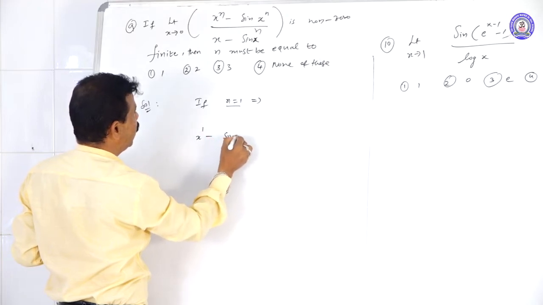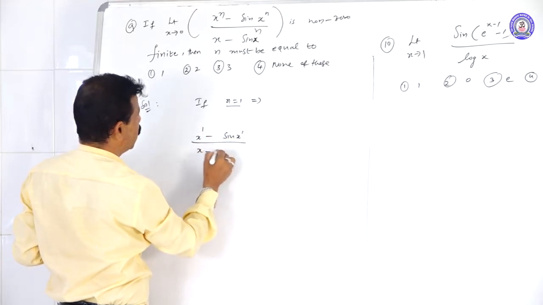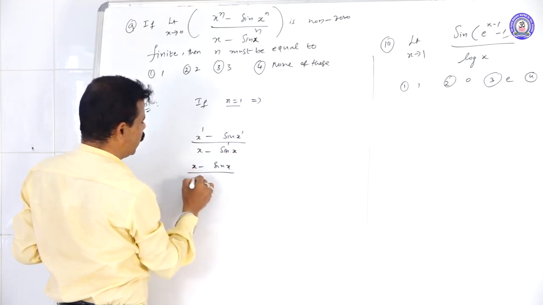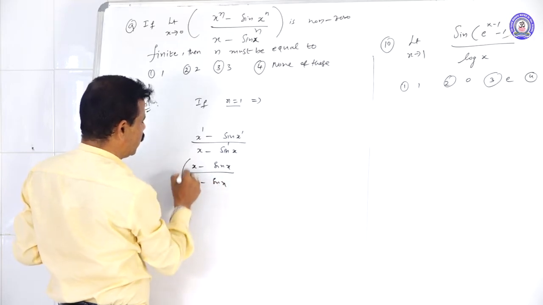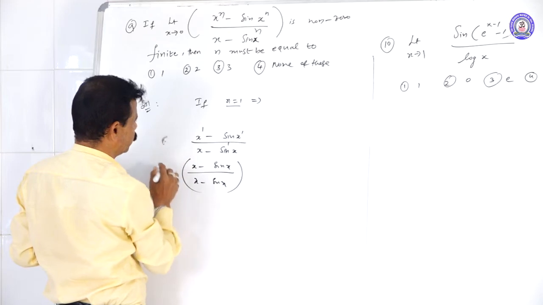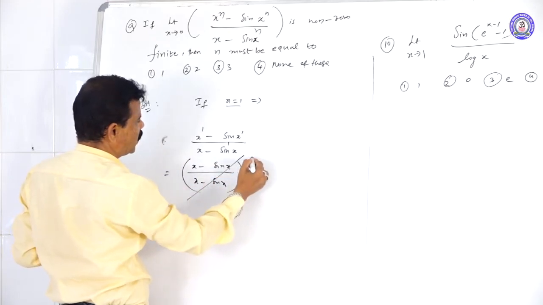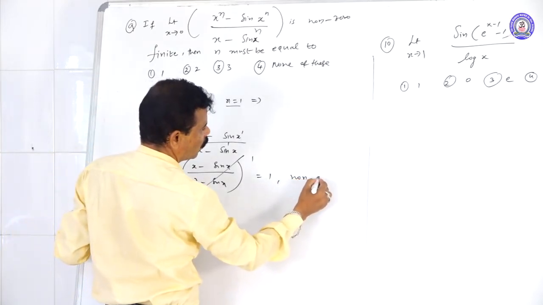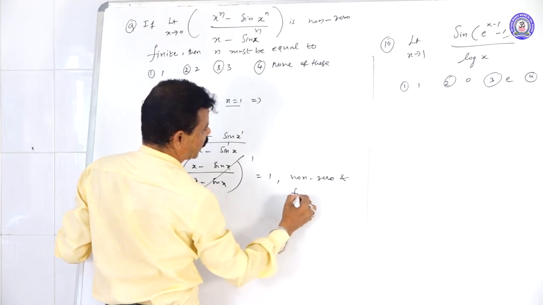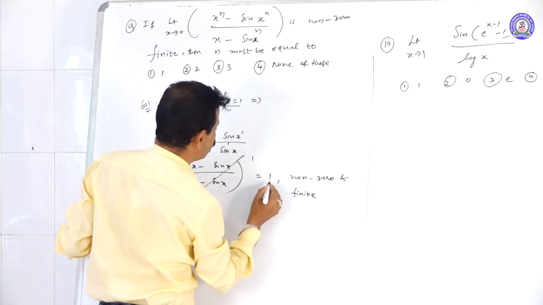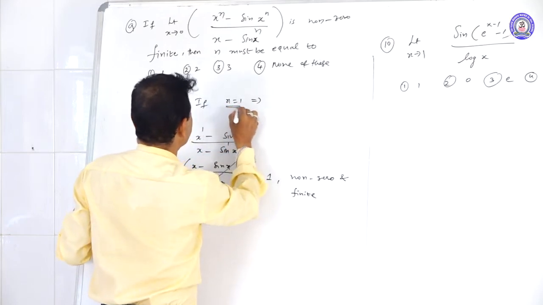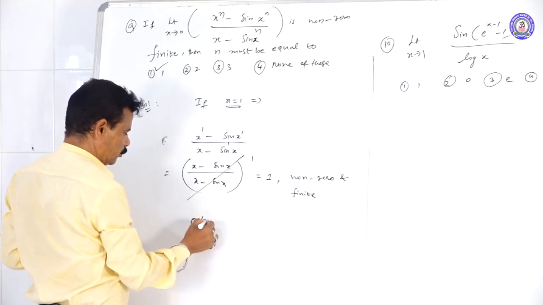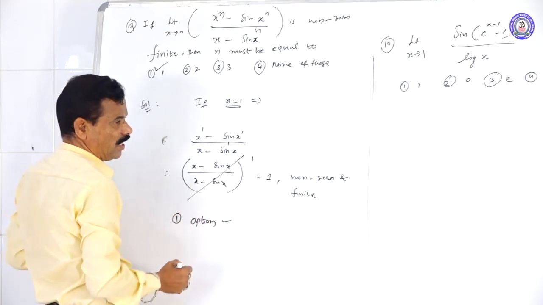N is equal to 1, then that function is x to the power 1 minus sin x to the power 1, divided by x minus sin x. So it is x minus sin x by x minus sin x, the same term. That's why it is cancelled, giving 1. So 1 is non-zero and finite. That's why n is equal to 1 is the right answer. This value, first option. First option is the right answer.